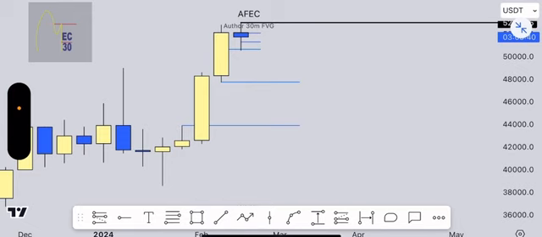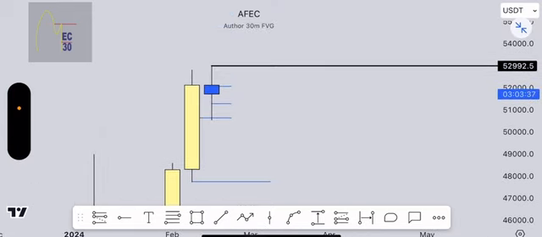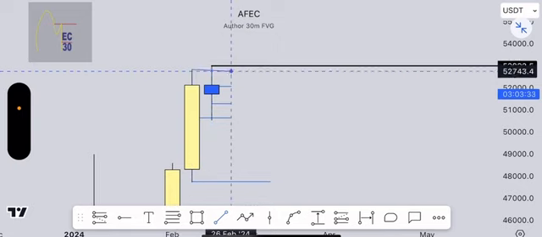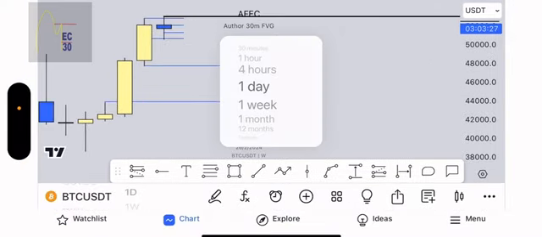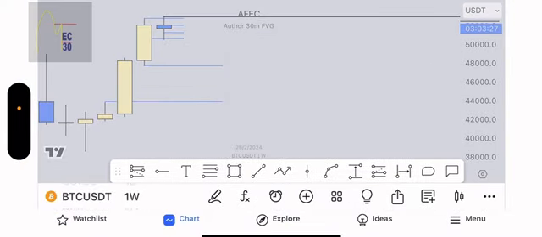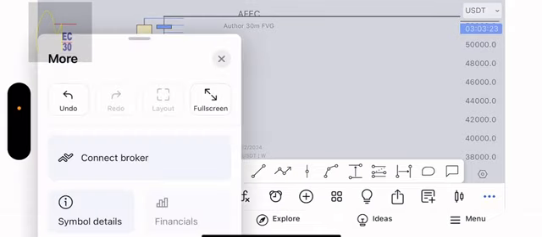I will expect to have a closure above this fair value gap, above this candle high, and then we keep moving higher, as the market is already aggressive on BTC. And then next, let's go to the 4-hour time frame.